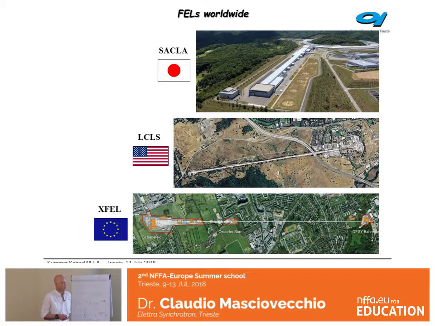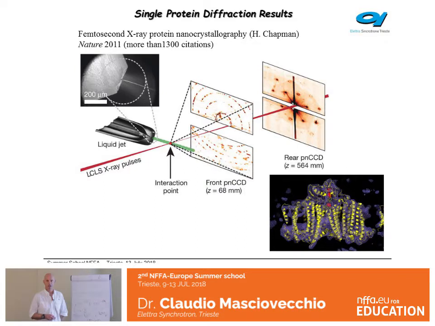This is in Japan. This is LCLS, a project in Stanford, California. And this is the European FEL, so also Italy and other nations in Europe were contributing to the construction of this monster. Let's say you start from Hamburg here and you end in Schenefeld, which is another region. This is a 3 kilometer tunnel, 1.5 billion euro. It's 10 times what we paid for Fermi, okay? And now I show the single protein diffraction results. You can see them in this slide.